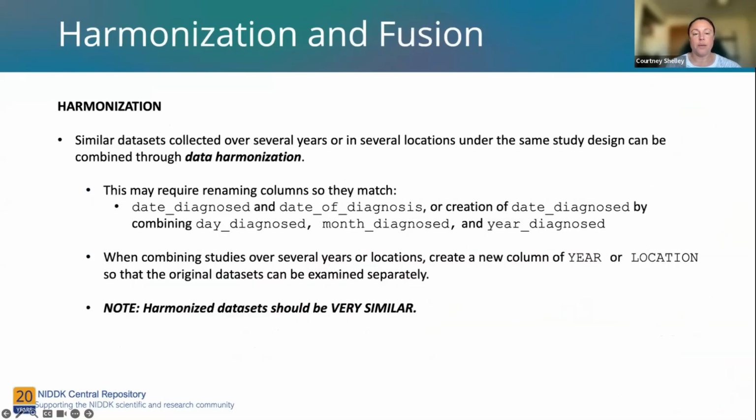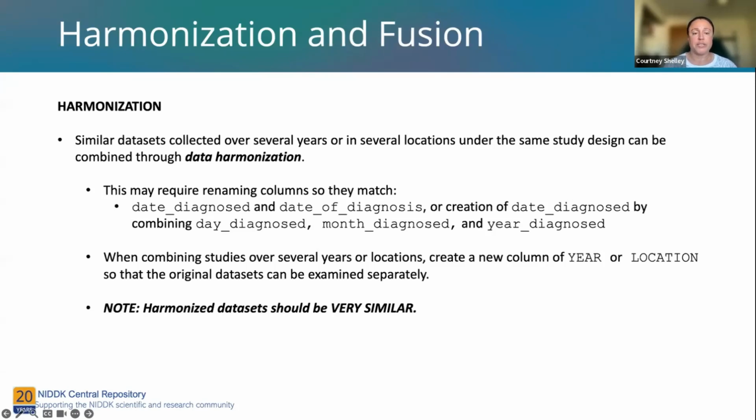And then finally, harmonization and fusion. Data harmonization is to do with creating a larger data set than you originally had by combining several data sets. This may occur using census data that is collected every several years, or maybe a clinical trial that was collected over several locations under the same study design or a similar study design. So with data harmonization, the data sets should be very, very similar in order to do this.